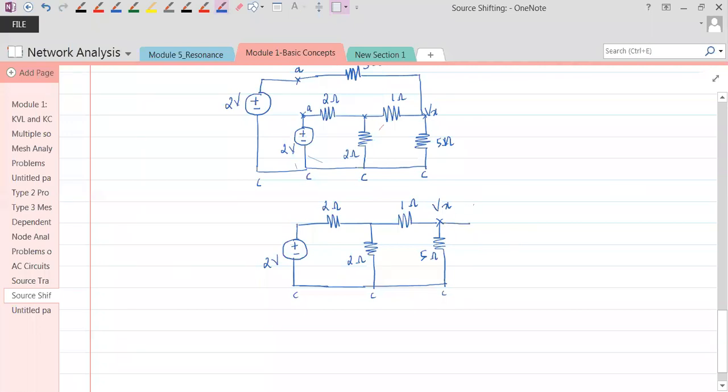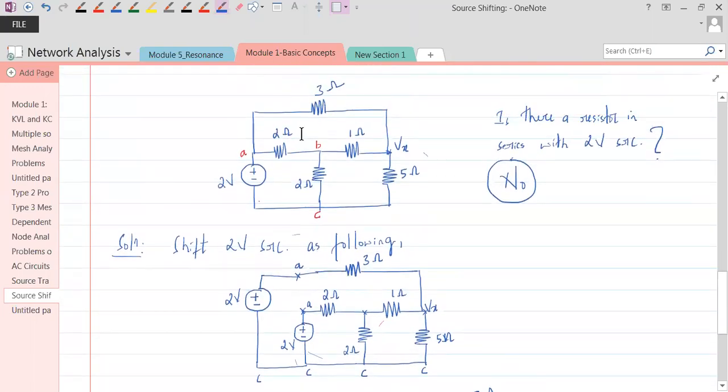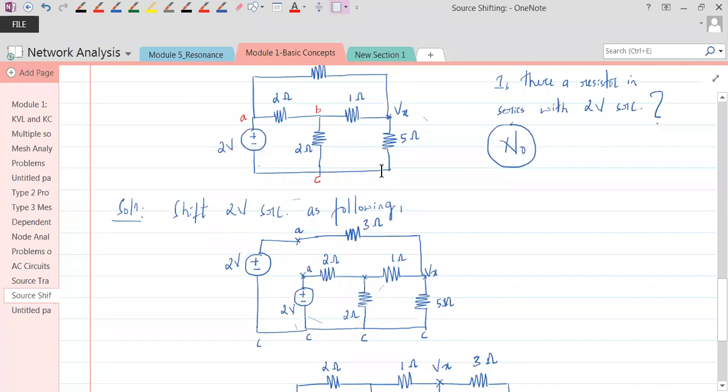See here, there is a resistor, there is a voltage source between the point Vx, this node, and C. What is this? This is 3 ohms. This is a voltage source, 2 volt. Now, where should be the polarities? The minus should be with C, the plus should be with voltage Vx. So, see here, this circuit now has reduced to this circuit.